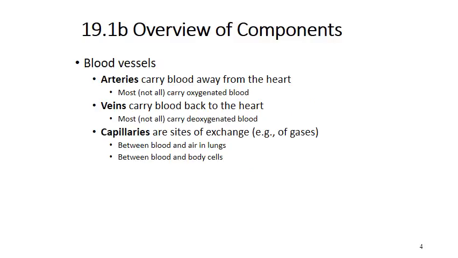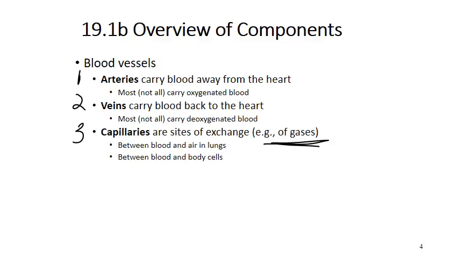So there's three types of blood vessels, right? So here's number one right here. Our arteries are going to carry blood away from the heart. Most of them are going to carry oxygenated blood. Our veins are going to be responsible for carrying blood back to the heart, and most of it's going to be deoxygenated. And then lastly, we have our capillaries there, where we see our gases being exchanged.